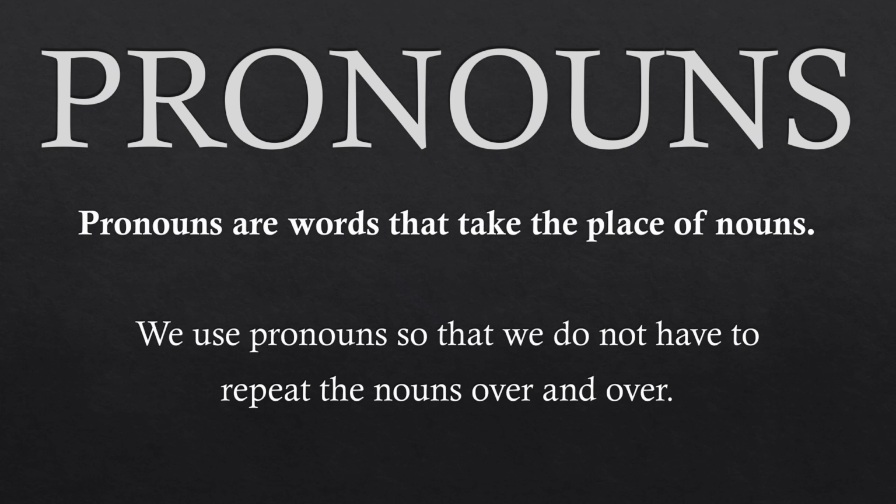Let us see another example. Ravi is a student. Ravi loves football. Ravi studies daily. Here Ravi again and again speaking is not making the sentence very smooth. In place of Ravi, we can use he. So the sentence will be much better. For example, Ravi is a student. He loves football. He studies daily. He is a pronoun which is used in place of noun.